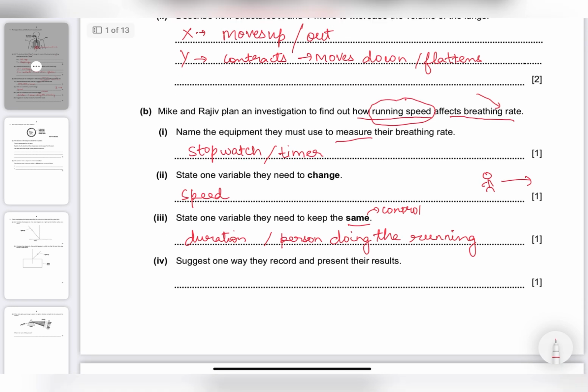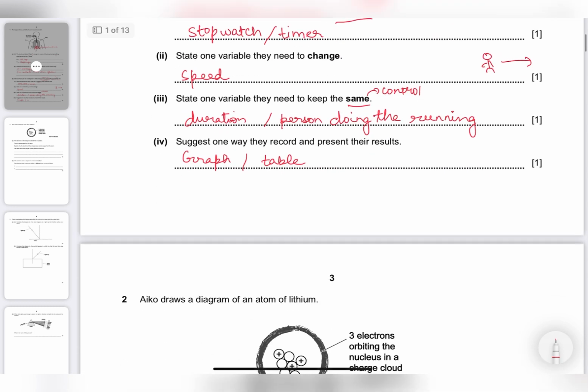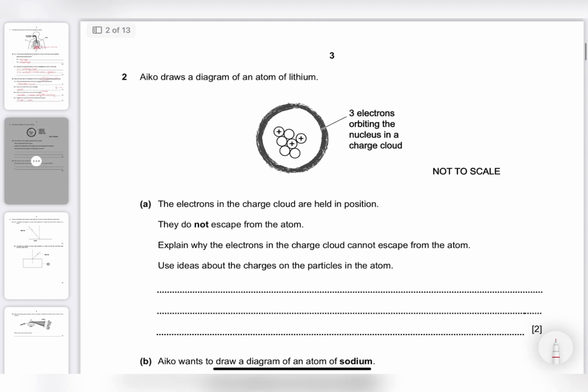Suggest one way they record and present their result. How can you present a result? How can you record a result? We use either graph, or we can use a table. All right. Let us move on to the next question.